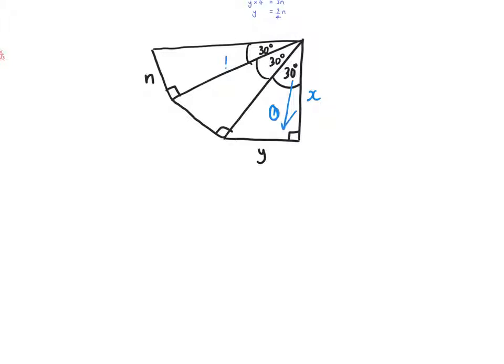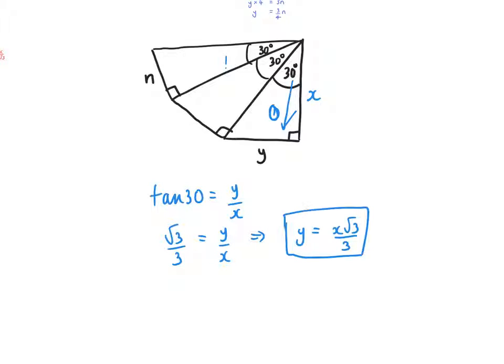Well, we can have opposite and adjacent, so we can have tan. So we can have tan 30 equals y over x. So tan of 30 is root 3 over 3 equals y over x. So from that, we can times both sides by x, and that will give us y equals x root 3 over 3. So that's something that's quite important here. So we can call that x root 3 over 3.